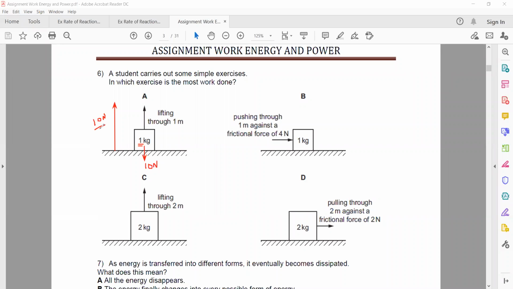We have to apply a minimum force of 10 Newton, and we want to move it a distance of 1 meter. So what is the work done? Work done is equal to force multiplied by distance. Force is 10 and the distance is 1, so 10 multiplied by 1. What is the work done in A? The work done in A is equal to 10 joules. Is it clear for A?